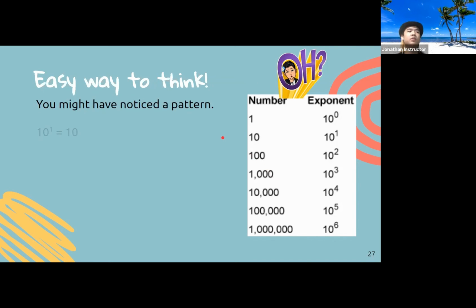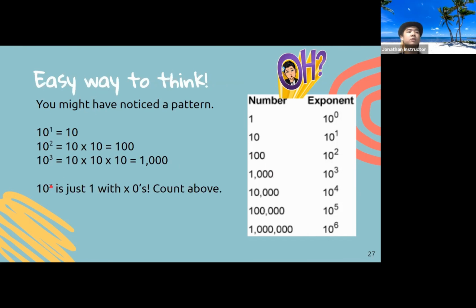As we said before, 10 to the x, like 10 to a number, is equal to 1 with x zeros. So count above. 10 to the 1, there's 1 zero. 10 to the 2, 2 zeros. 10 to the 3, 3 zeros. And from this picture, you can see that it's true. 10 to the 4, 1, 2, 3, 4 zeros. 10 to the 5, 5 zeros, and so on.